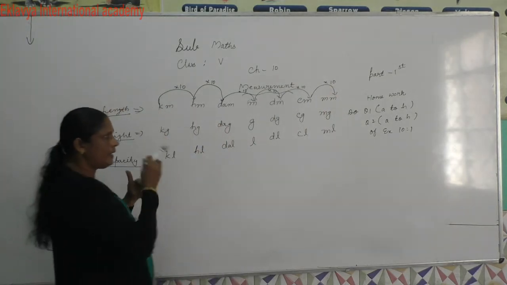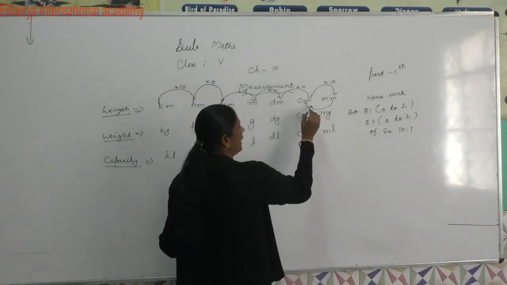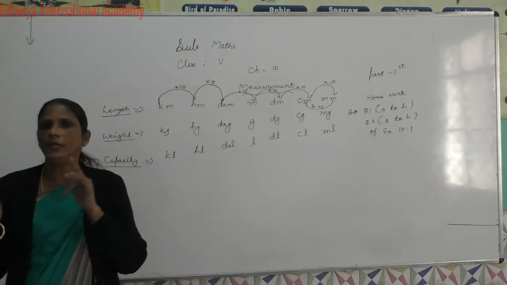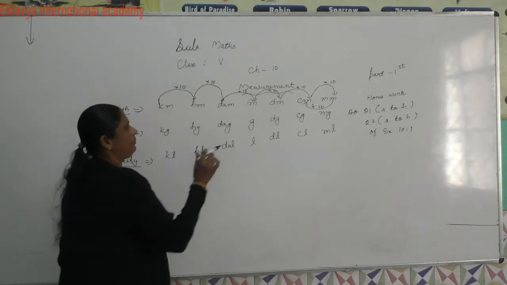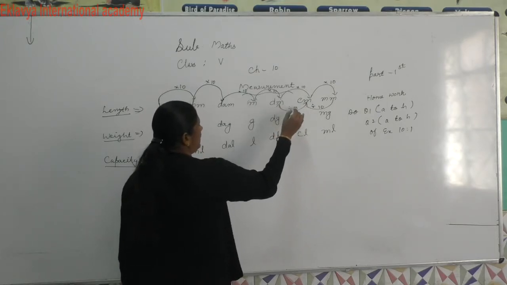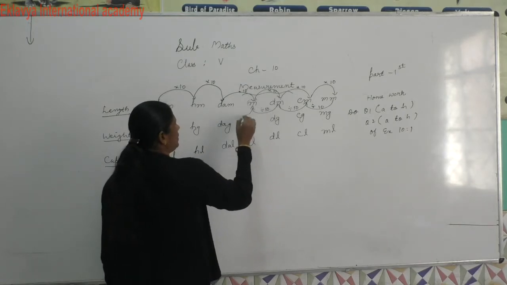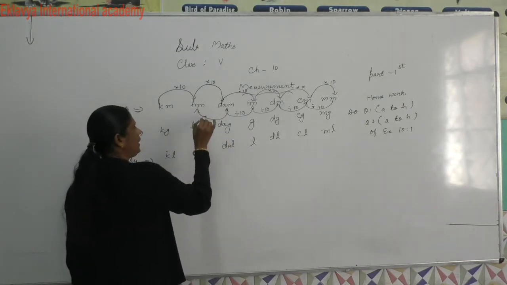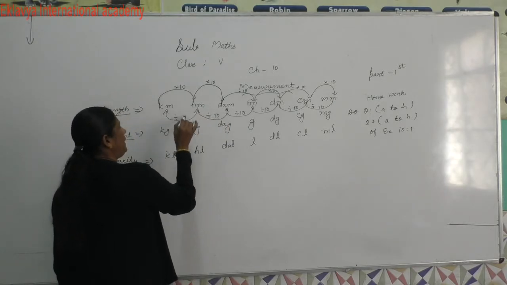Now in reverse, millimeter to centimeter, we divide by 10. Smaller to bigger, we divide. Bigger to smaller, we multiply. Centimeter to decimeter we divide, decimeter to meter we divide, meter to decameter we divide by 10, decameter to hectometer we divide by 10, and hectometer to kilometer also divide by 10.